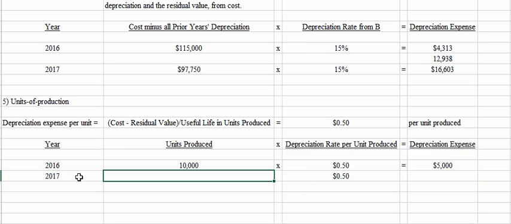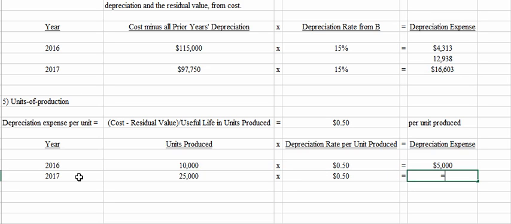In 2017, 25,000 units produced times our 50-cent rate. So that equals 25,000, or I could do the formula, times our rate of 50 cents per unit, 12,500 for depreciation expense in 2017. That one didn't require any weird partial year calculations really. We just produced fewer units in 3 months than we did in 12 months.